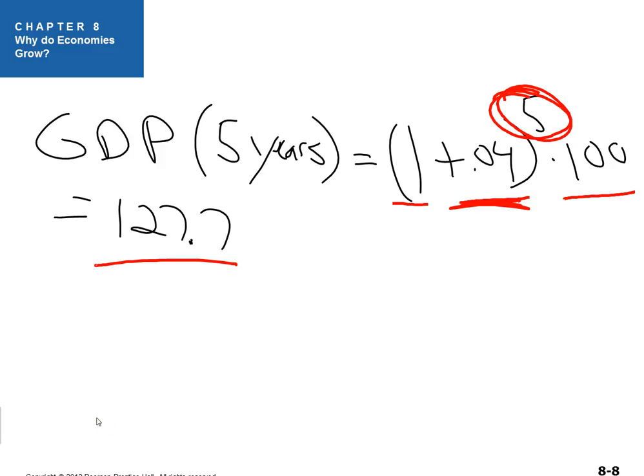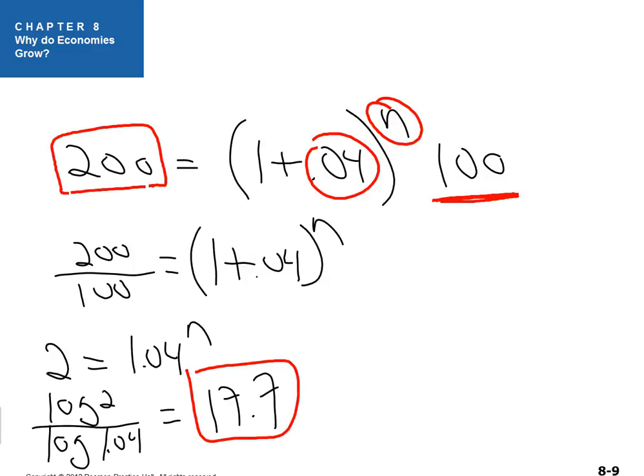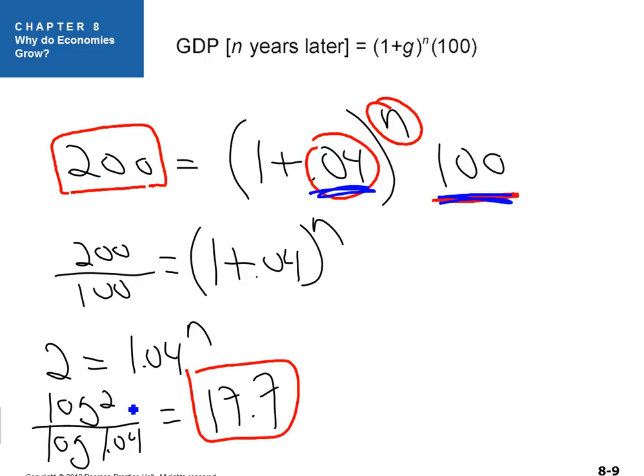I want to try a different activity. Suppose we have an economy where we want to find out how long it will take for the GDP to go from 100 to 200. Okay, so we start out with 100, and we know the growth rate is 4%, and we don't know how many years, but we do know that we want the economy to double.